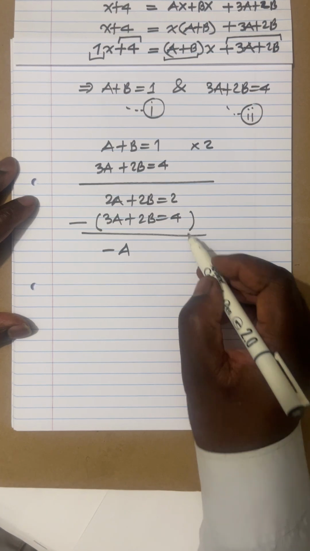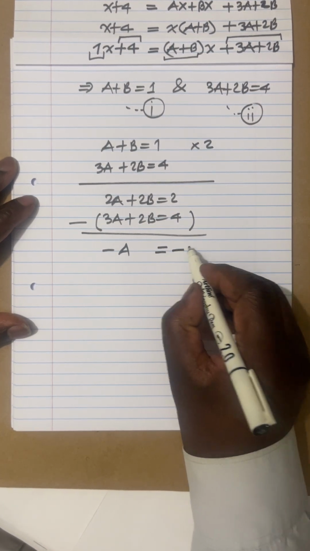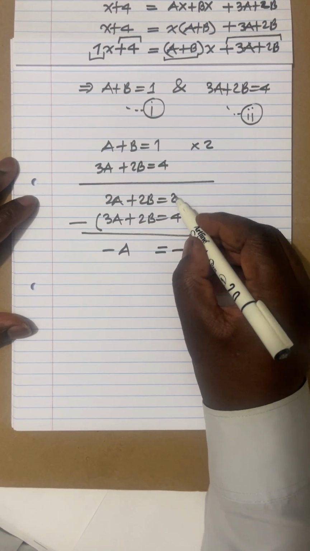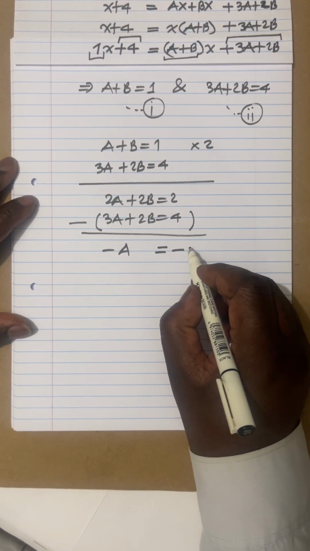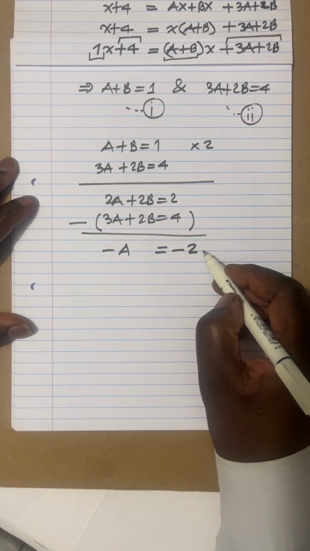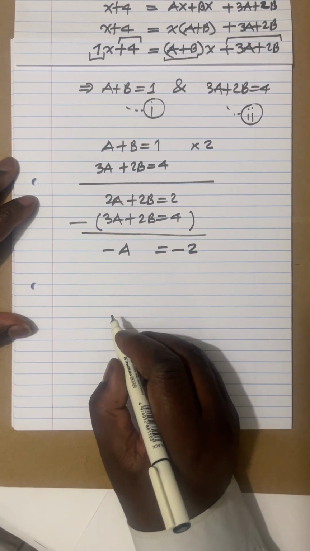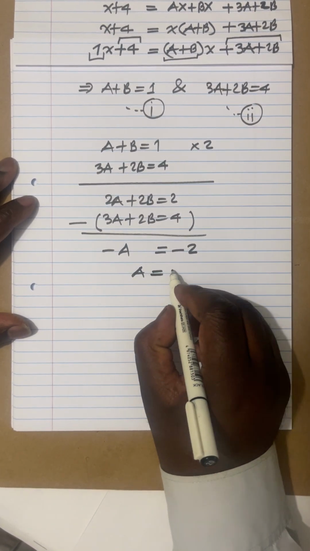Then 2 minus 4, the answer is minus 2. If you check, 2 minus 4 is minus 2. Now I have to divide by minus 1 both sides. I'm going to get A equals 2.